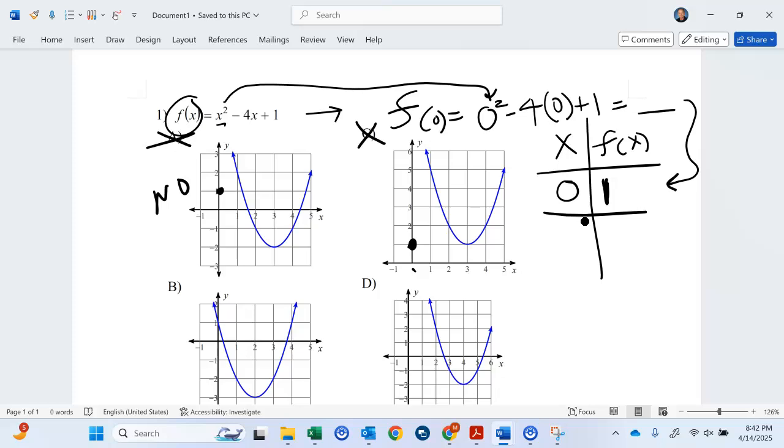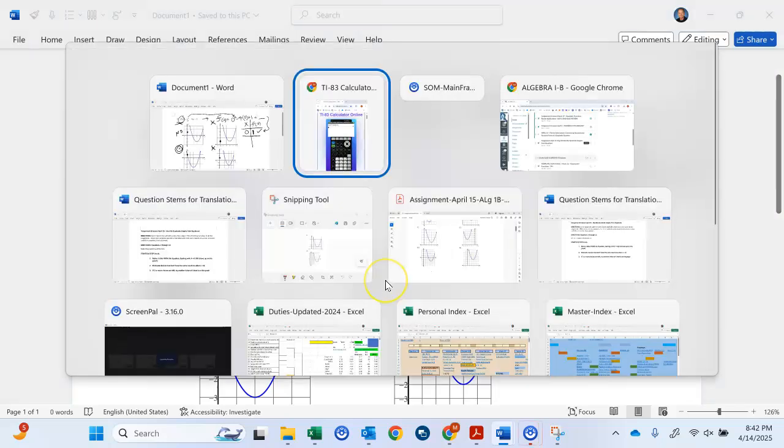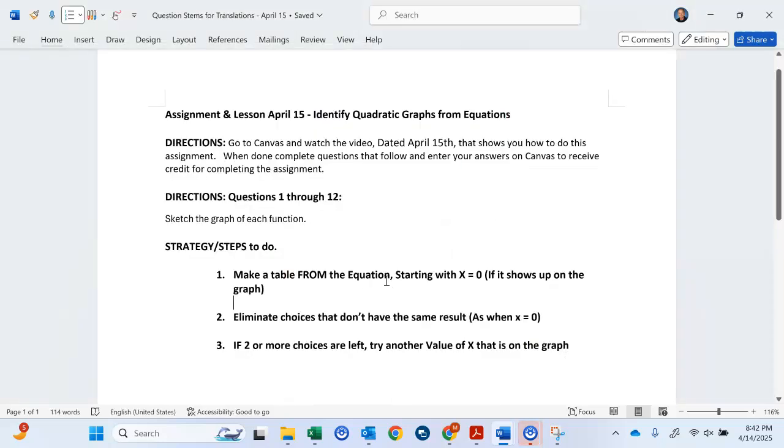When it's 0, it should be 1. So yes, maybe. Don't pick the first one. 0 should be 1. No. This is very easy. The only one where x is 0 and f of x is 1 is this one. That's the only one. This is very important. I want you to read this and translate.